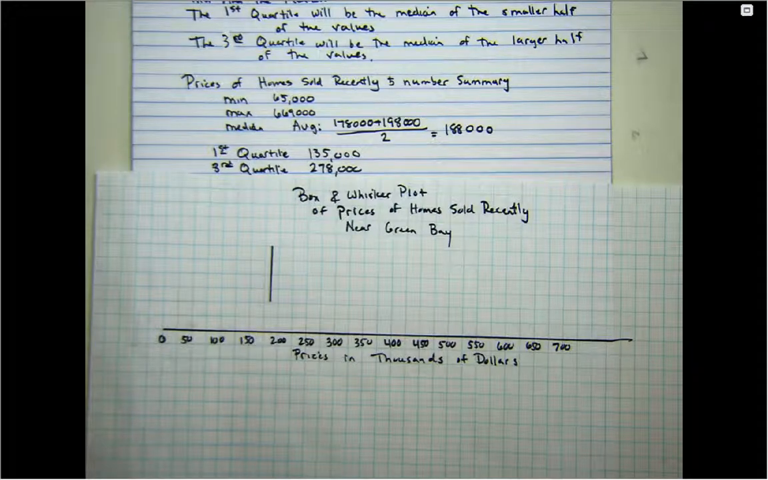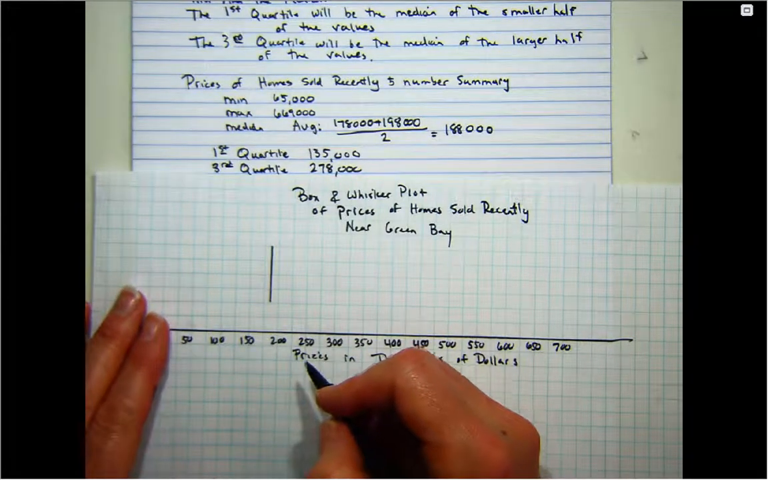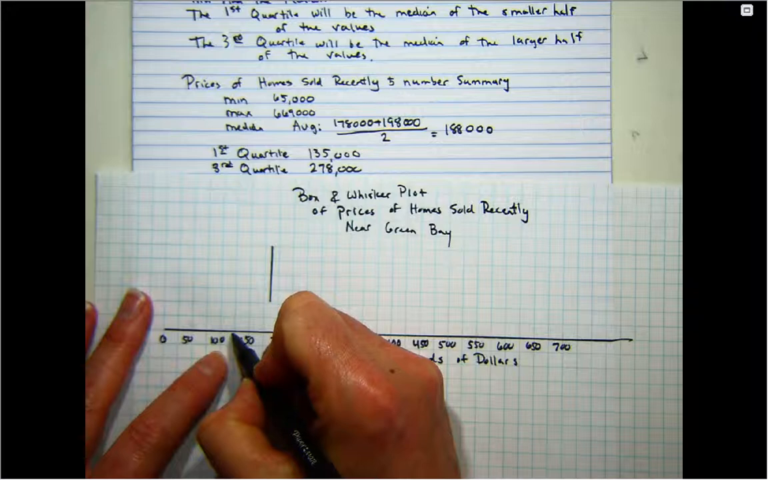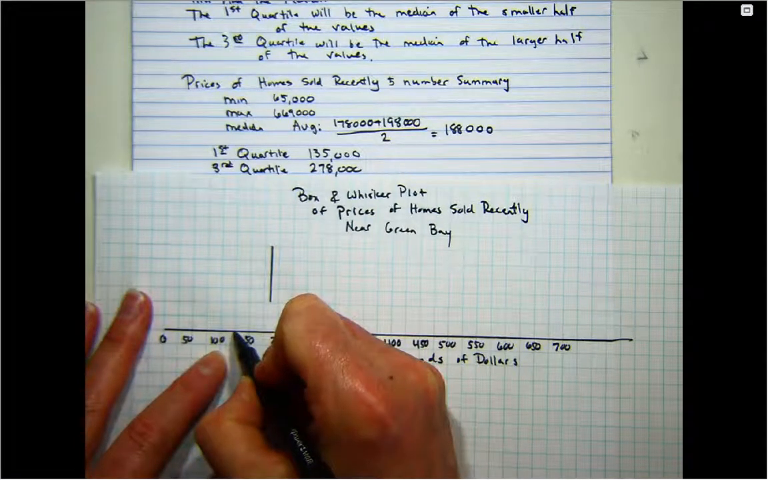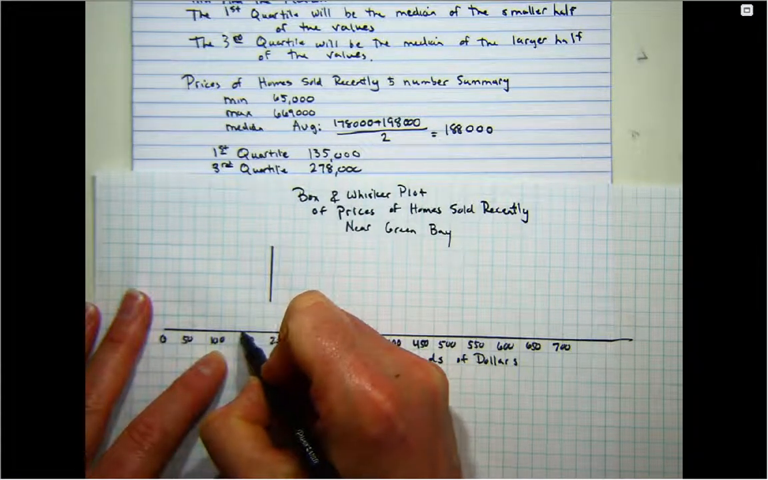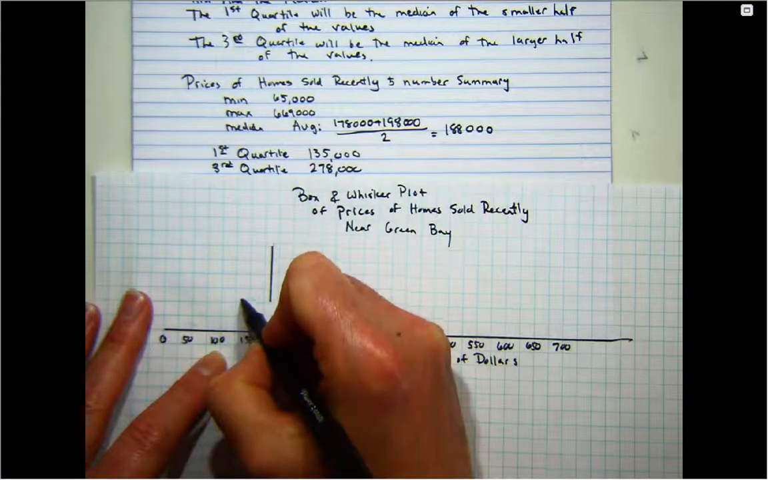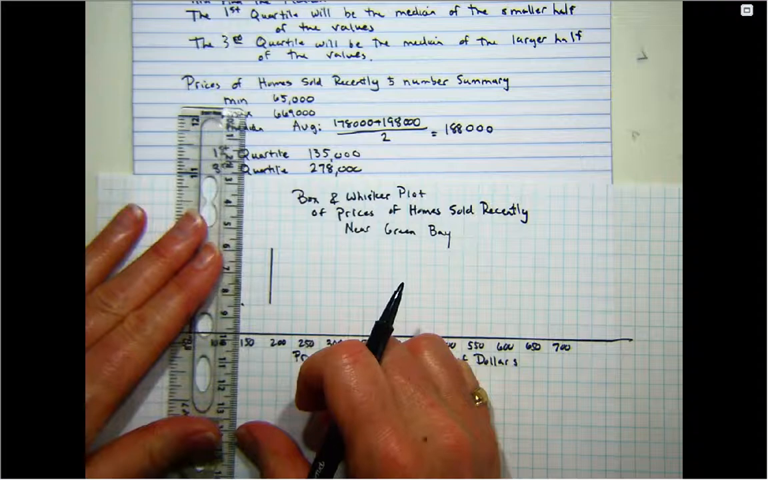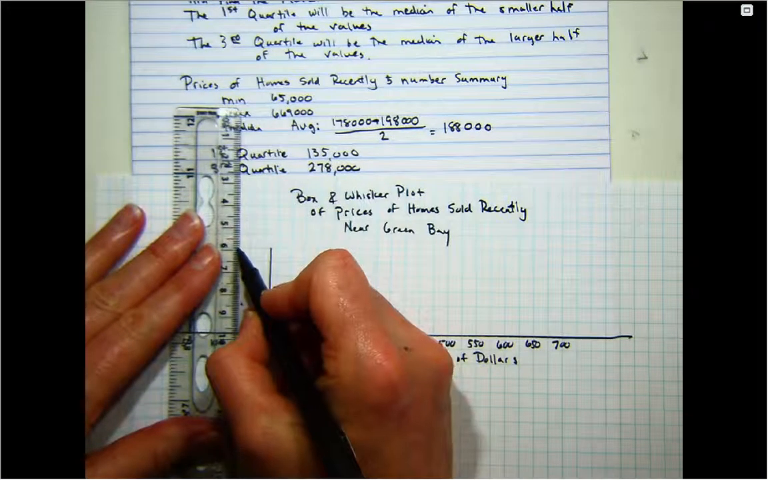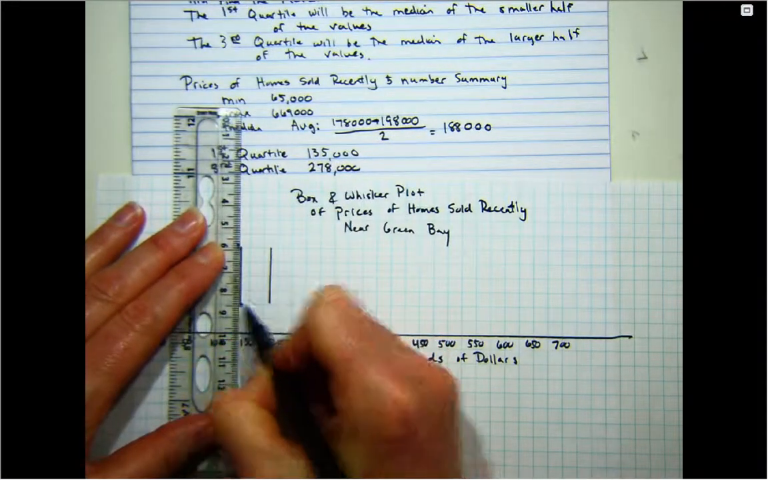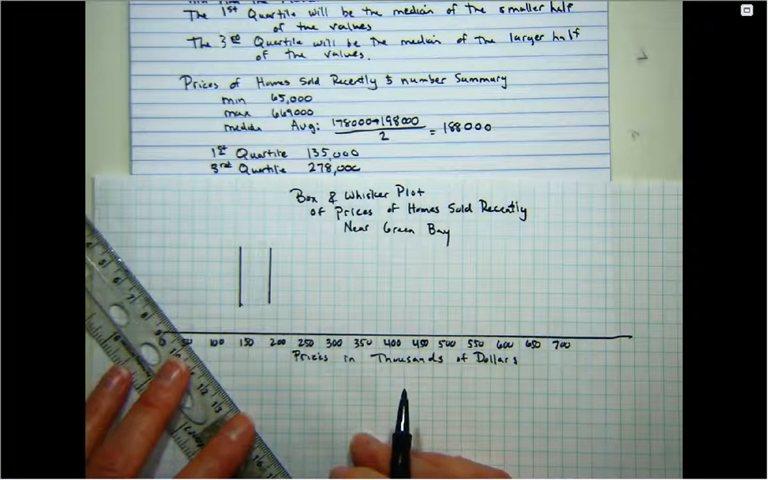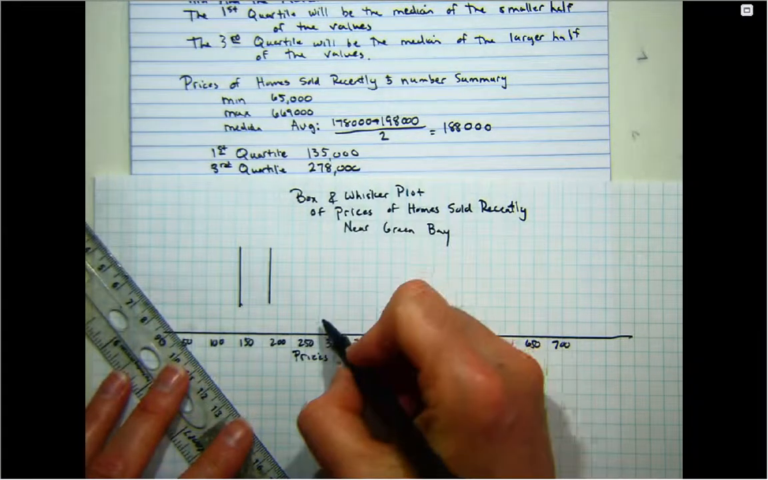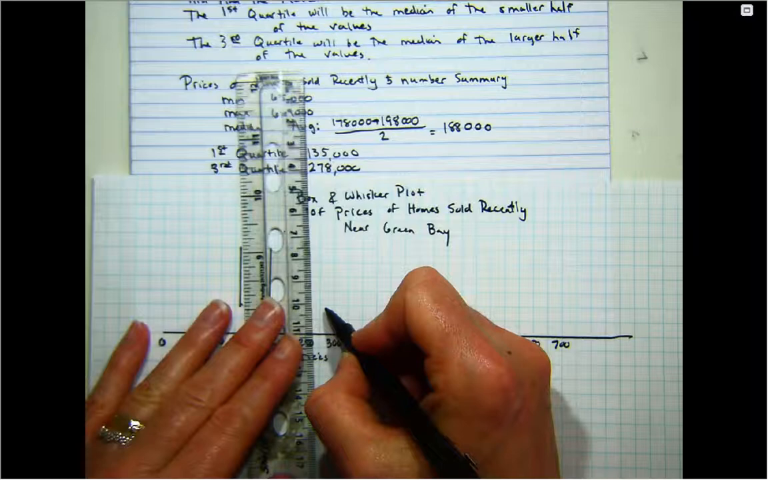Okay, so you get your median in there, and then the first quartile, 135. So 125 is halfway between 100 and 150. You want to be between the 125 and the 150. Third quartile, 278, so pretty close to the 275 mark.